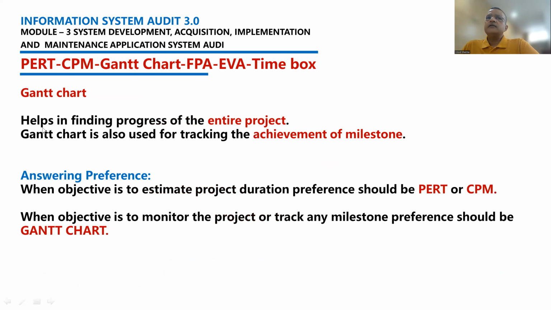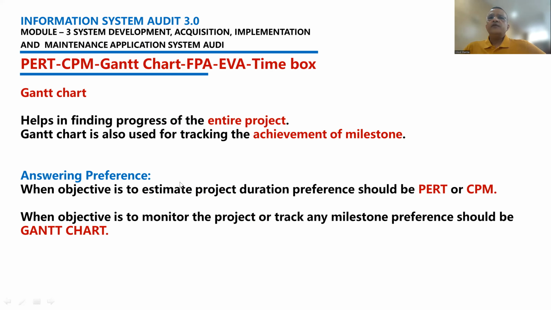Now, Gantt chart, it helps in finding the progress of the entire project. Now see the difference. PERT and CPM talk about estimating the duration. It talks about the progress in the sense of the milestones which are being achieved. So Gantt chart is also used for tracking the achievement of milestones. Now, the project consists of phases. So how many phases of the project have been completed, you can easily find out with the help of a Gantt chart.